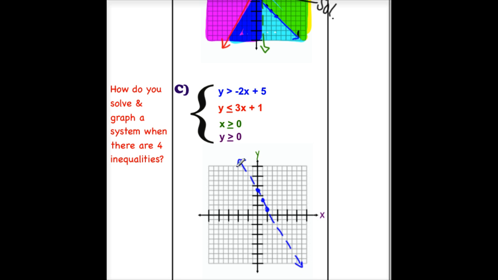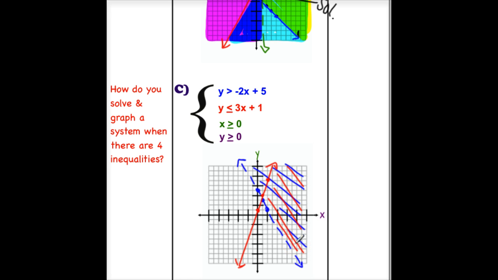And when we go to shade this, this is greater than. So if I test 0, 0, 0, 0 does not work. So we can go ahead and shade over here. Switching over to our red equation, this one has a y-intercept of 1 and has a slope of +3. So we go up 3, forward 1, up 3, forward 1, and this one has a solid line. And if we check 0, 0, we get a true statement. So we are going to shade over here.